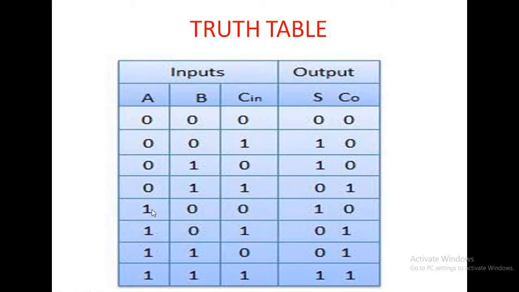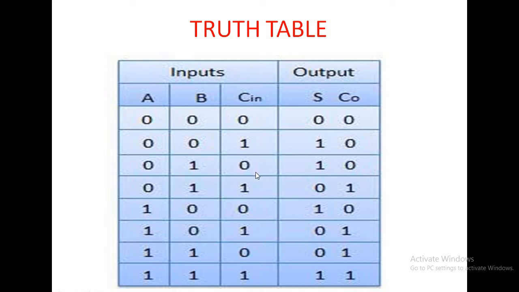Then 1 plus 0 plus 0, result is 1, carry is 0. 1 plus 0 plus 1 is 10, sum is 0, carry is 1. 1 plus 1 plus 0 is 10, sum is 0 and carry is 1. 1 plus 1 is 10, 10 plus 1 is 11, so sum is 1, carry is 1. So this is nothing but my truth table of the full adder.